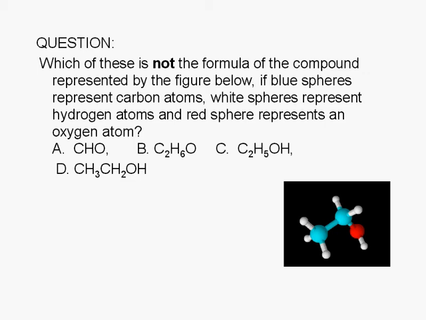Which of these is not the formula of the compound represented by the figure here, if blue spheres represent carbon atoms, white spheres represent hydrogen atoms, and the red sphere represents an oxygen atom? Is it A, CHO, B, C2H6O, C, C2H5OH, or D, CH3CH2OH?